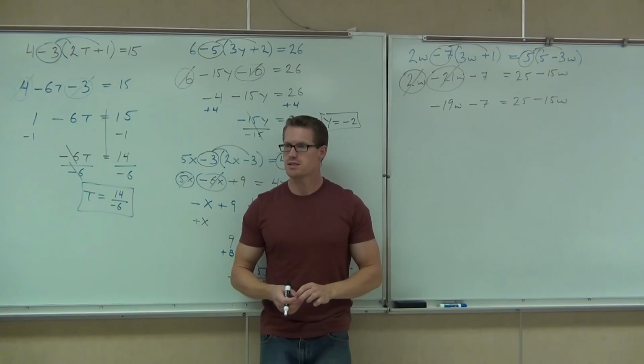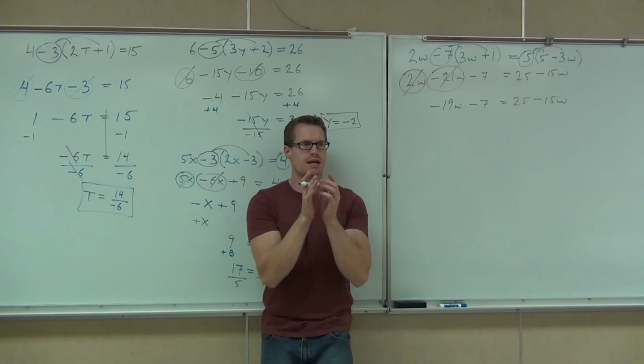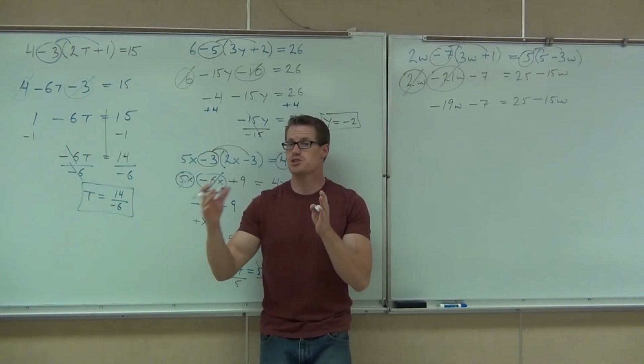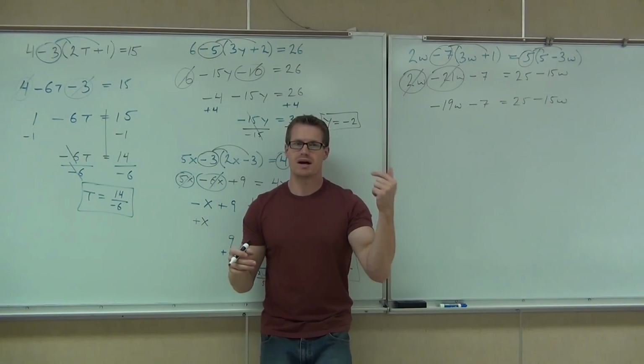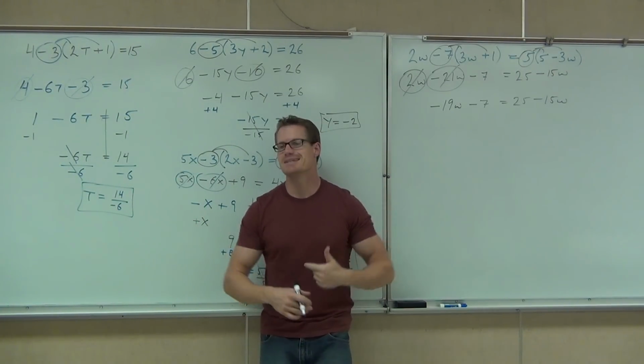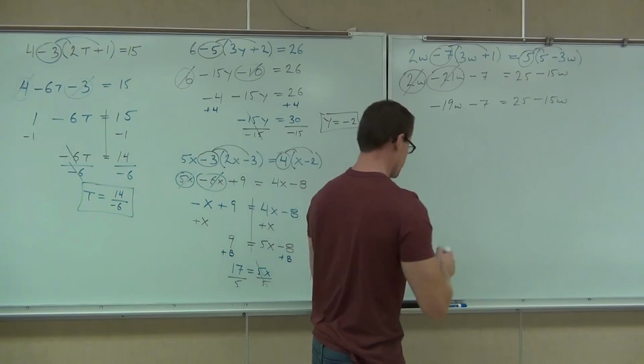The negative 19. Think about the number line. The negative 19 is further to the left. That means it's a smaller number. So are we going to get rid of the minus 15 or the minus 19? It's the 19. And we're going to do that by addition.